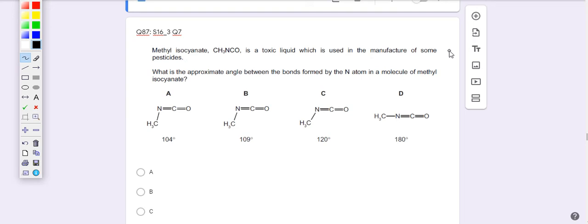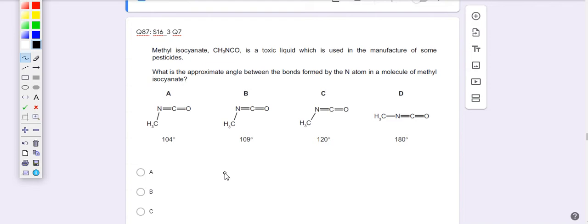This is chapter 14, question 87. It's about the bond angle of a nitrogen compound, methyl isocyanate. For this question, you must know the bond angles of different molecular shapes very well.